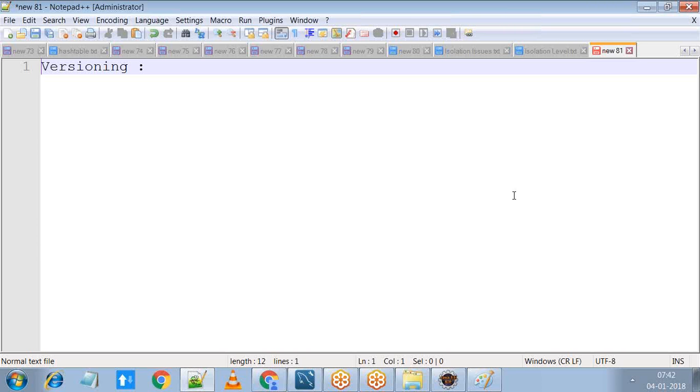We can add a version column to the table, and in Hibernate also we have support for this versioning. So with the help of versioning, we'll be able to address this lost update issue.